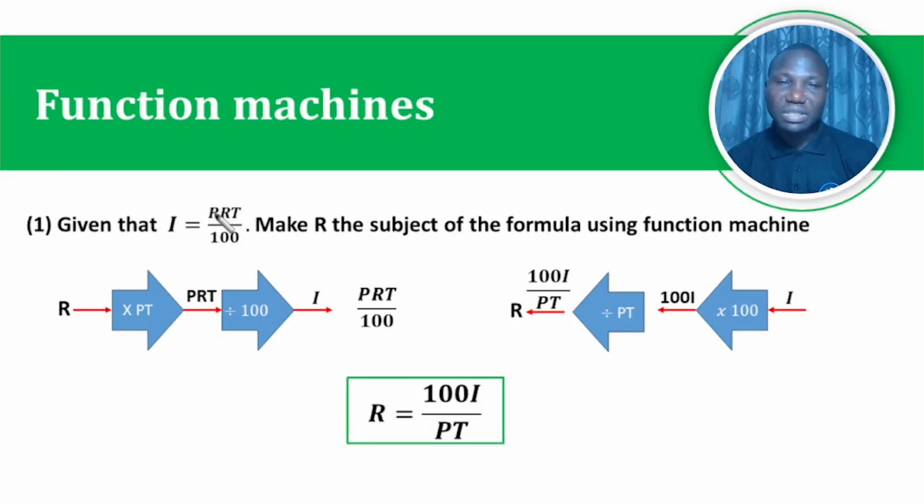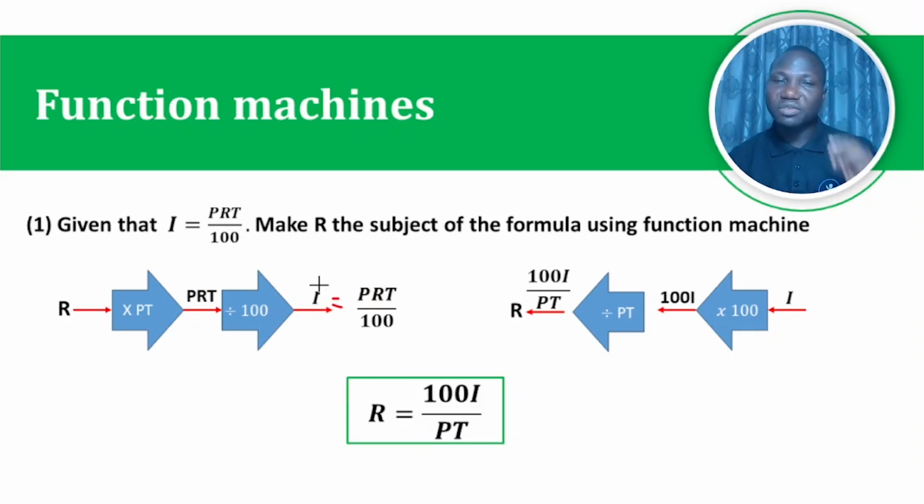Now again, we see that the PRT is going into the second machine. The second machine now is to do something to that PRT: divide by 100. Therefore, the function of this second machine is to divide the PRT coming into it by 100. And we have PRT over 100 as our final output, which is equal to our subject I.